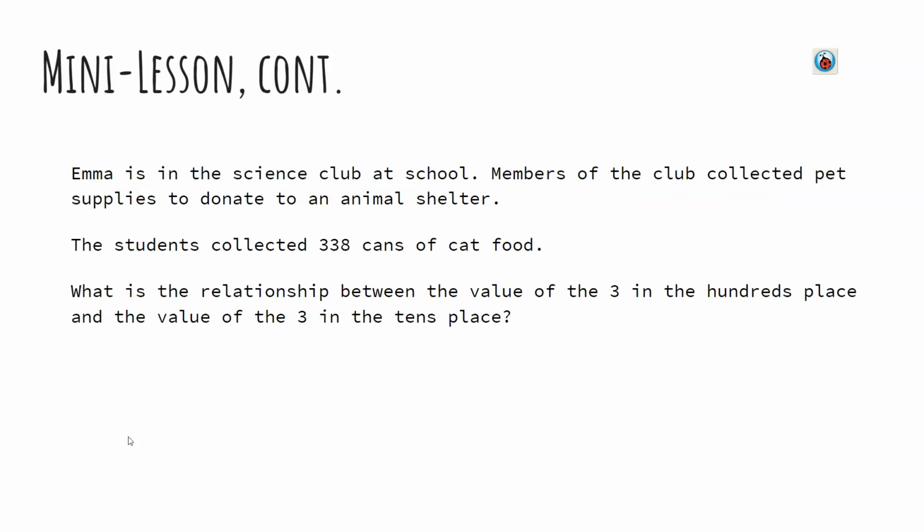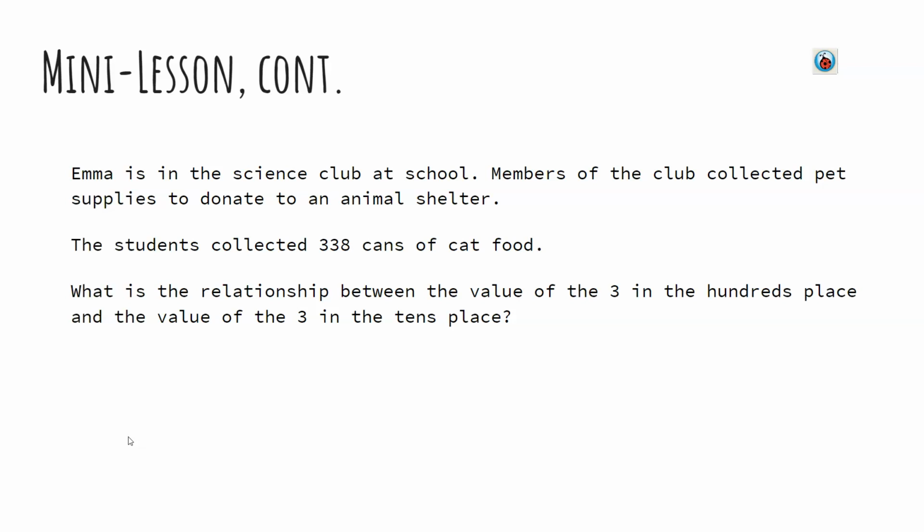Okay, now let's look at a problem together. Emma is in the science club at school. Members of the club collected pet supplies to donate to an animal shelter. The students collected 338 cans of cat food. What is the relationship between the value of the 3 in the hundreds place and the value of the 3 in the tens place? I'm going to read that question again because it's big and lots of words, and I want to really understand what it's asking me.